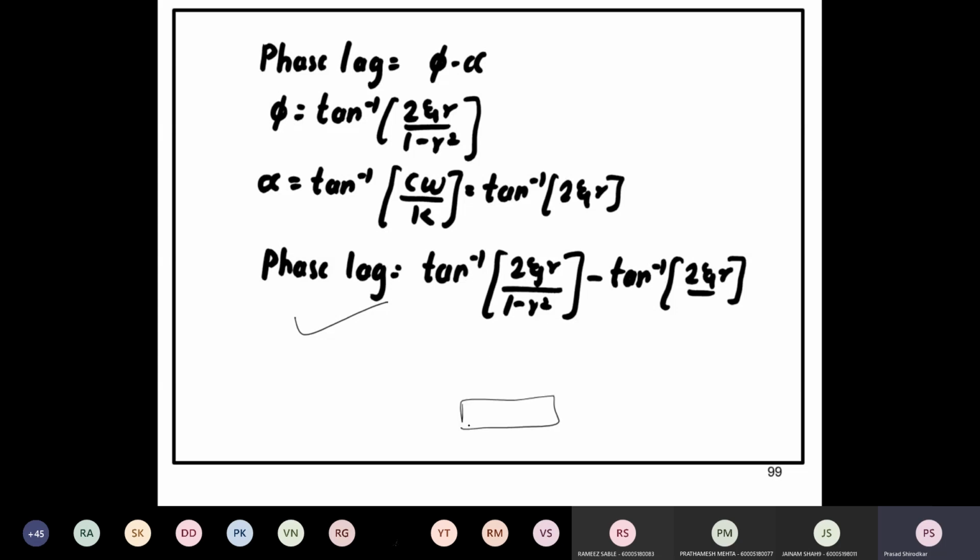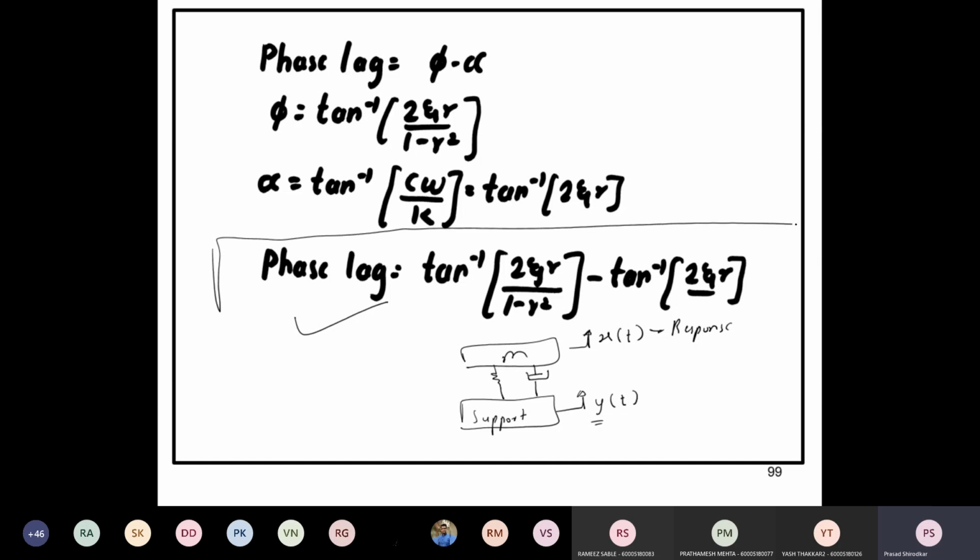That is the phase lag between the mass m, which is moving with x(t) and is attached to a spring and damper system, and the support which is moving with y(t). All right, so this is the response, that is the motion of the mass. It lags the support excitation y(t) by this angle. All right, so that was the case for support excitation.